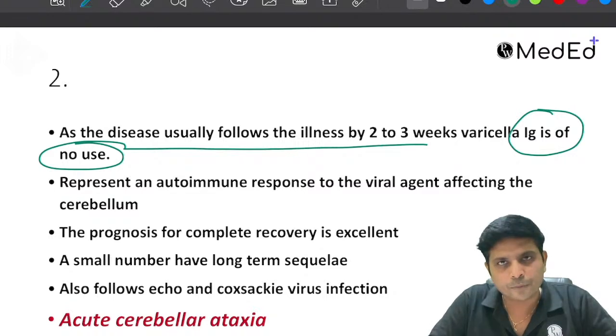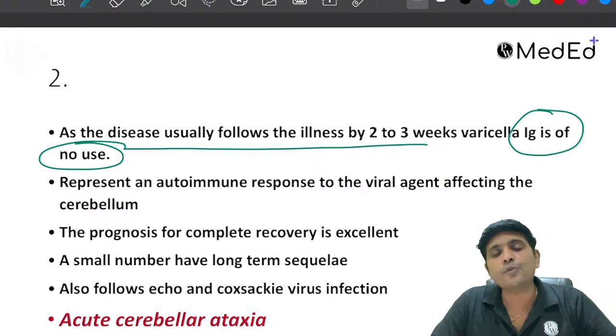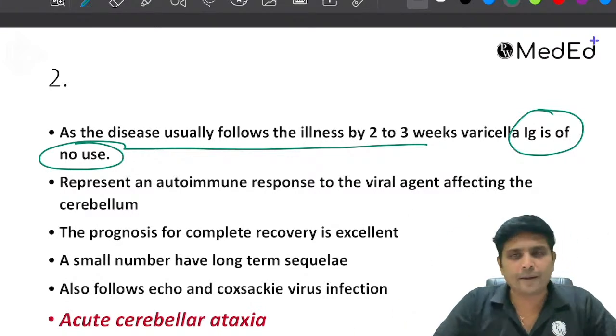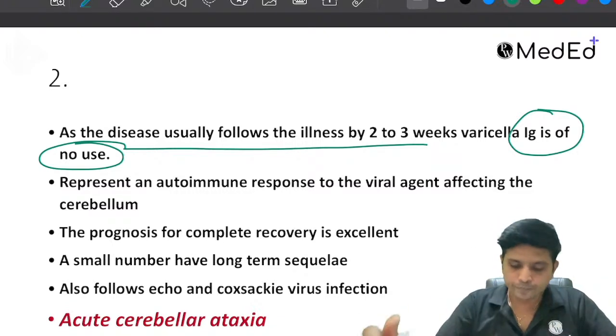It is autoimmune. It is due to the antibody mediated against all those lesions. There will not be any use because it is not fresh. It is not mediated through direct effect of the virus. It is due to the antibody produced against the virus which acts on the cerebellar areas. That's why there is no use of giving varicella immunoglobulin as of now.